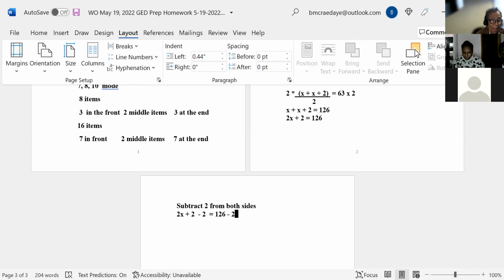Now, Michelle, what do I have left on the left side? What's 2x plus 2 minus 2 equal to? That would be 0. No, 2x. 2x, that's right. 2x plus 0, which is 2x, right? All right, Michelle, what's 126 minus 2? That would be 124. Very good. Now, mental math. What would x be equal to?